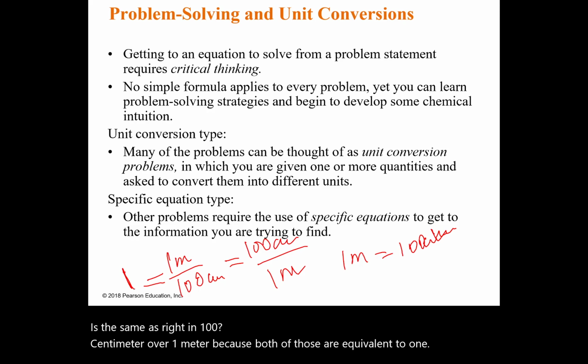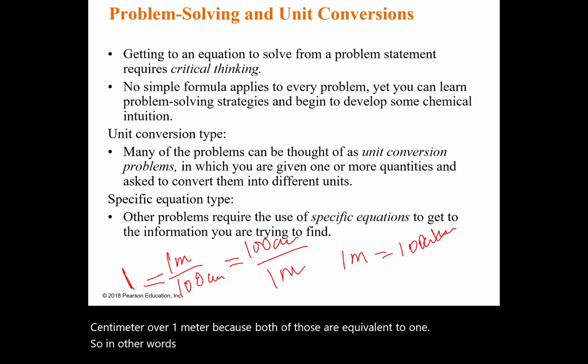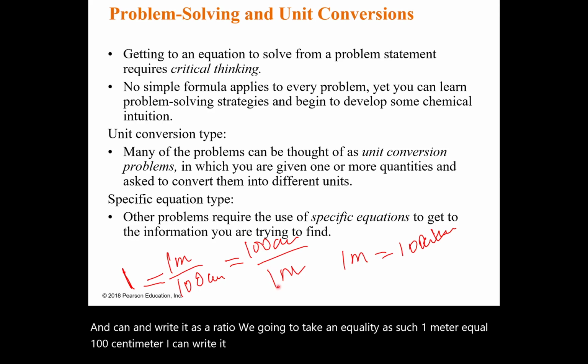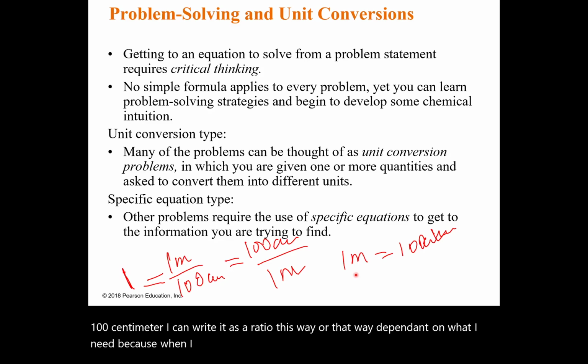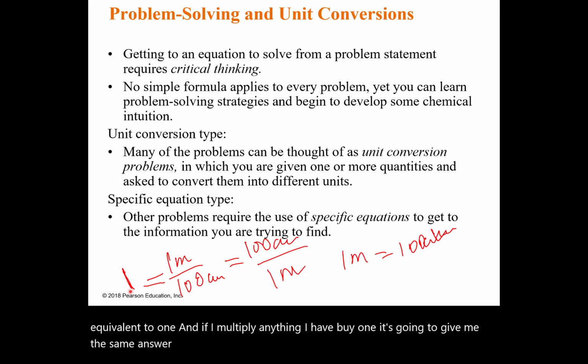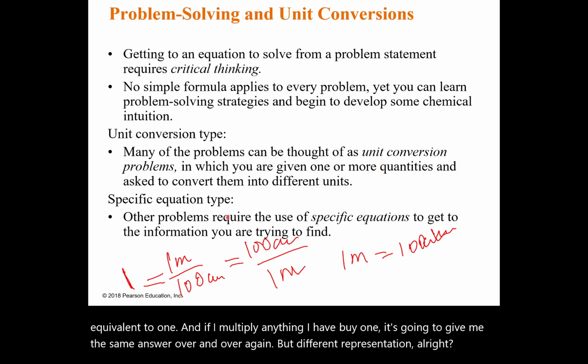So in other words, unit conversion is taking an equality and writing it as a ratio. We're going to take an equality as such, 1 meter equals 100 centimeter. I can write it as a ratio this way or that way, depending on what I need. Because when I put two things over each other that are equal, it's going to be equivalent to 1. And if I multiply anything I have by 1, it's going to give me the same answer over and over again, but a different representation. All right? We'll talk about this a little bit more.